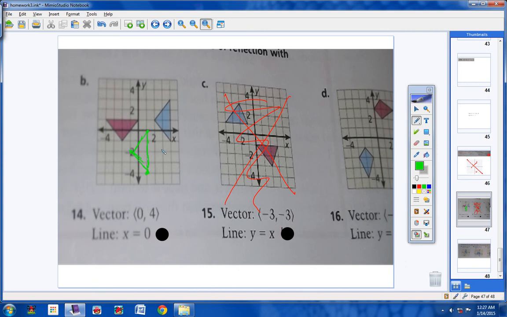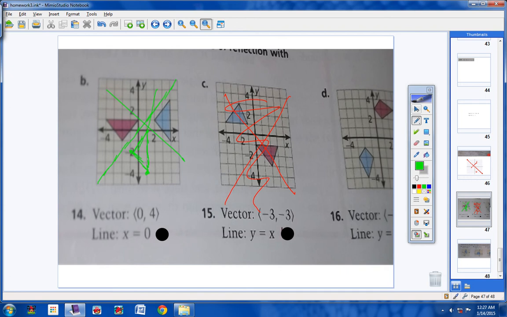Now, next, let's take this figure and let's reflect it in the line y equals x. Okay, now remember, y equals x is this line right here. And guys, look, it's perfect. If you were to fold this sheet of paper right in the green line, this triangle here would fall right on top of this triangle here. So, letter B is the answer to number 15. Letter B, okay?